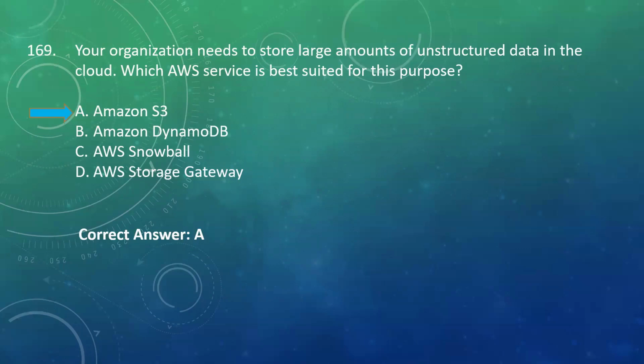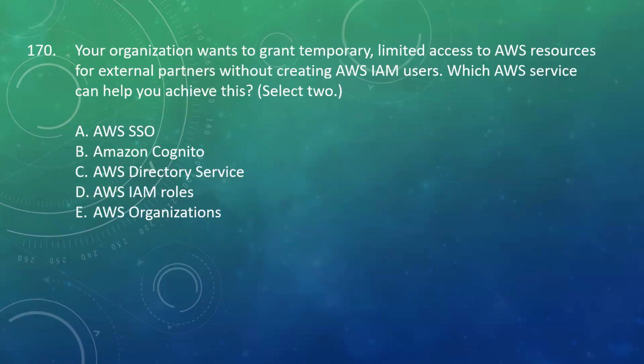Let's look at question number 170 of the series. Your organization wants to grant temporary limited access to AWS resources for external partners without creating AWS IAM users. Which AWS service can help you achieve this? You need to select two options here. Now, the condition is the organization wants to grant temporary limited access to AWS resources for external partners, and they don't want to create IAM users for those users. Your options here are AWS SSO, Amazon Cognito, AWS Directory Service, AWS IAM roles, AWS Organizations.